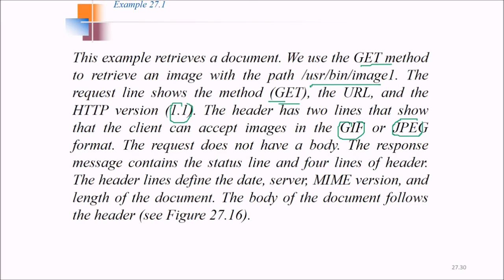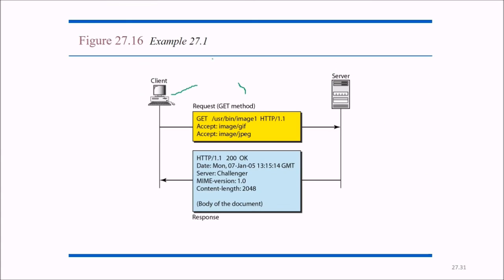The request does not have a body. The response message contains the status line and 4 lines of header. The header lines define the date, server, the MIME version, and the length of the document. So this is what it is.